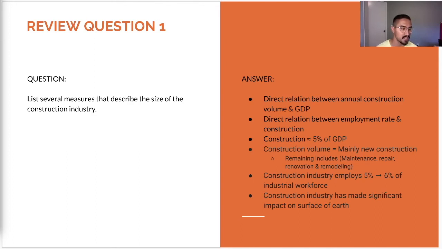Another way we can measure the size of the construction industry is to look at construction volume. Mainly new construction because it makes a larger portion of the construction volume. The rest is maintenance, repairs, renovation, and remodeling. Construction also employs about 5 to 6% of the industrial workforce. And finally, this won't be found in the slides, but this is a good point to keep in mind. The construction industry has made a significant impact on the Earth's surface. Naturally, as the population increases, we need more room, more houses, more workspaces, and we need to expand overall.